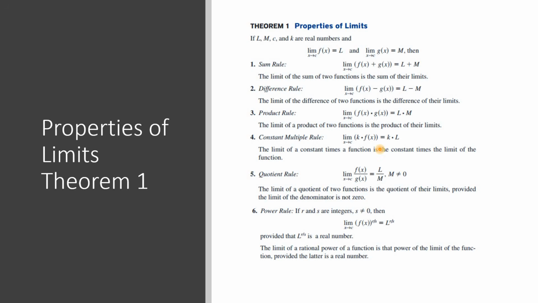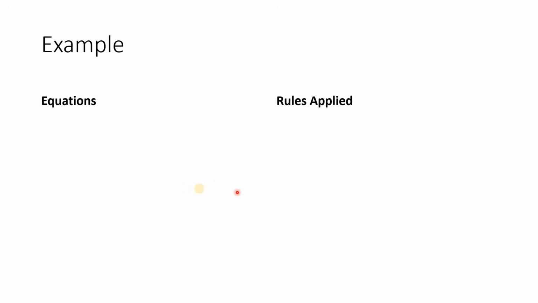Okay, well, if we were just plugging in values for x, that would be easy, right? But when we're dealing with limits, we have a few rules that we have to deal with. We have the sum rule, the difference rule, the product rule, the constant multiple rule, the quotient rule, and the power rule. And we'll go into that in more depth a little bit later. So let's look at an example.